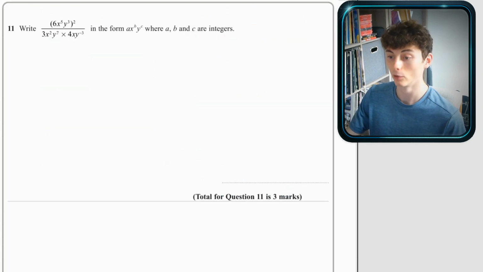Okay, question 11. This looks really difficult, but it's not too bad. The first thing we'd have to do is expand the bracket at the top, because as you can see, it's 6x to the power 5 multiplied by y to the power 3, all of it squared.